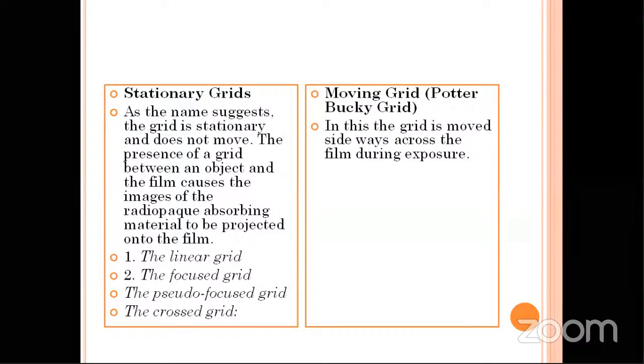Whereas the Potter Bucky grid or the moving grid is the one which is not stationary. Okay, the only grid which is not stationary is the moving grid or Potter Bucky grid.